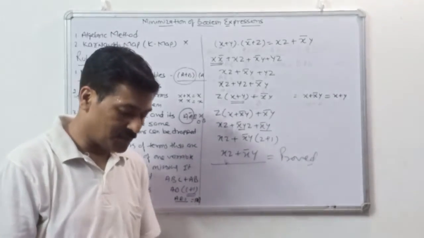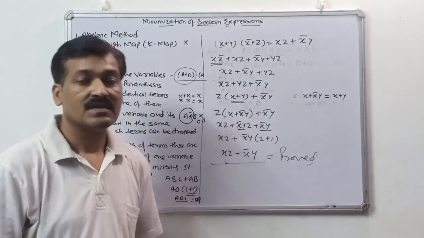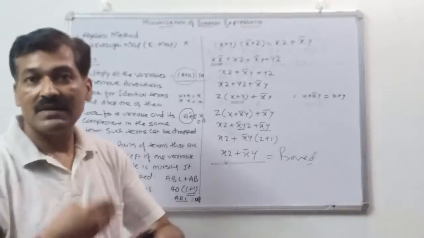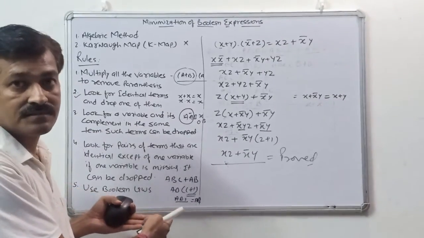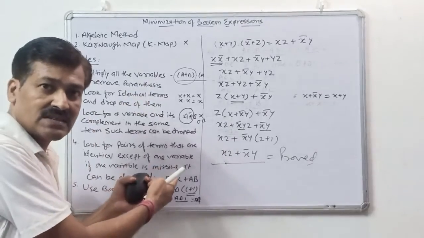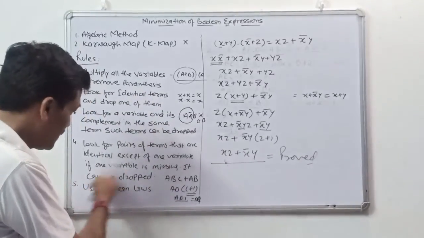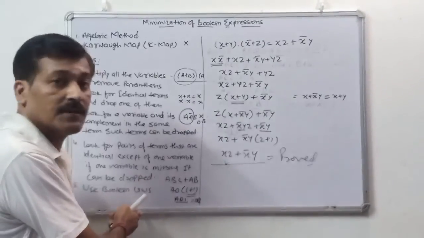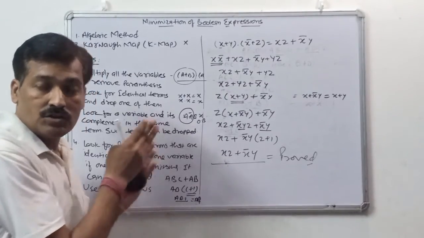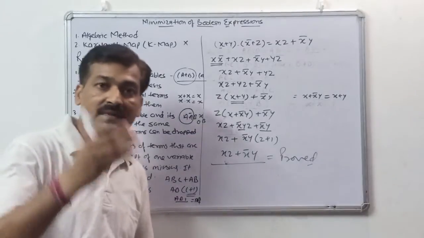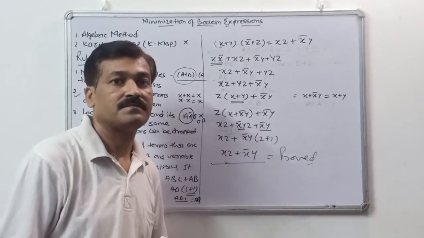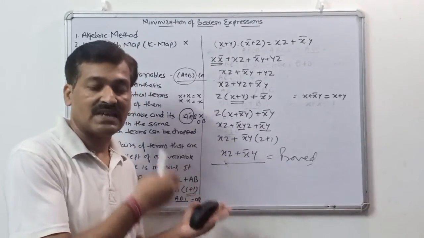So either by proving LHS equals RHS or by minimizing the expression, we have to use these laws, these formulas, these rules and Boolean laws properly. After this video, I'll give you one assignment to minimize some Boolean expressions. Revise it. We'll meet again with the next video.